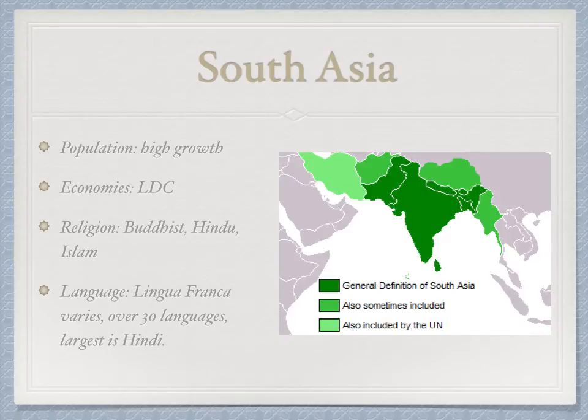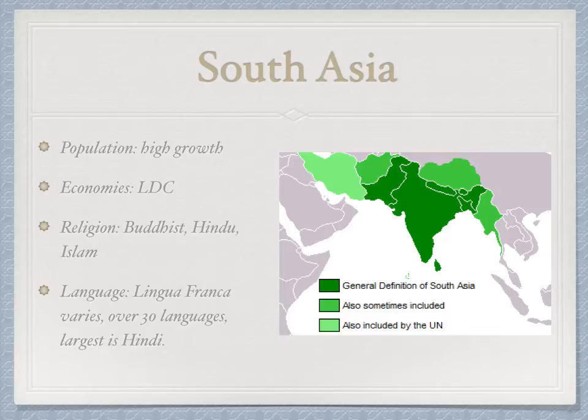The population is high growth. The economies are less developed, although in some of the places, India in particular, growth is coming, but there's still incredible poverty due to the high growth and extremely large population. The religions are a mix of Buddhist, Hindu, and Islam, some Christianity as well. But the primary religions would be Buddhism and Hinduism.